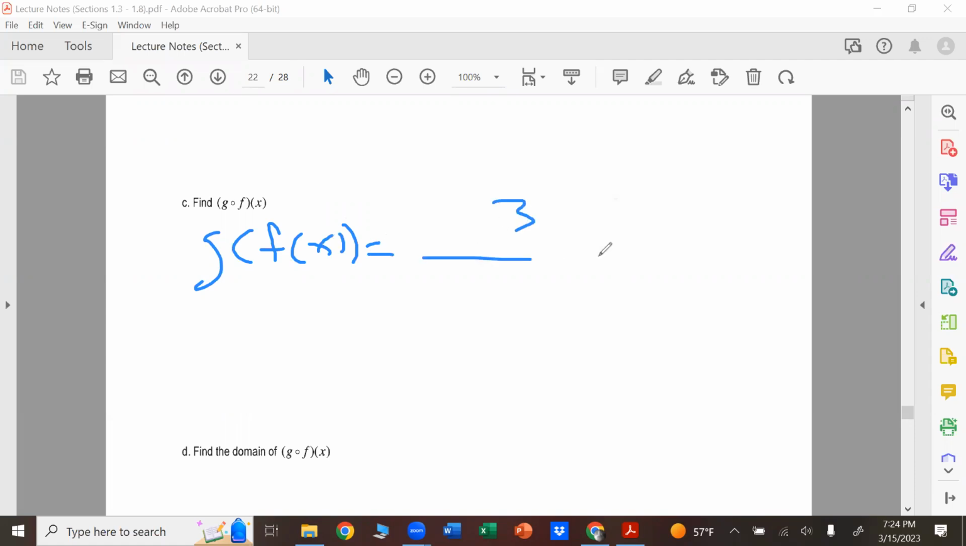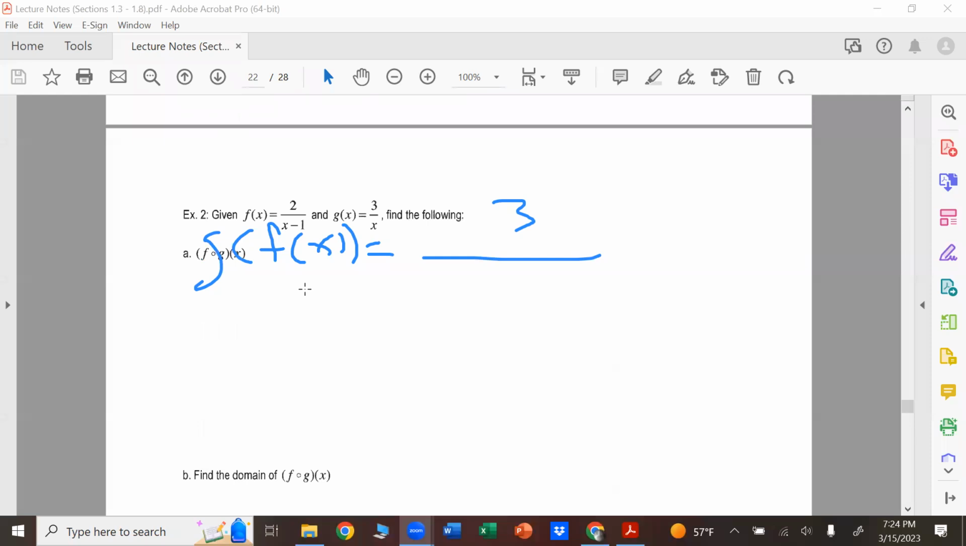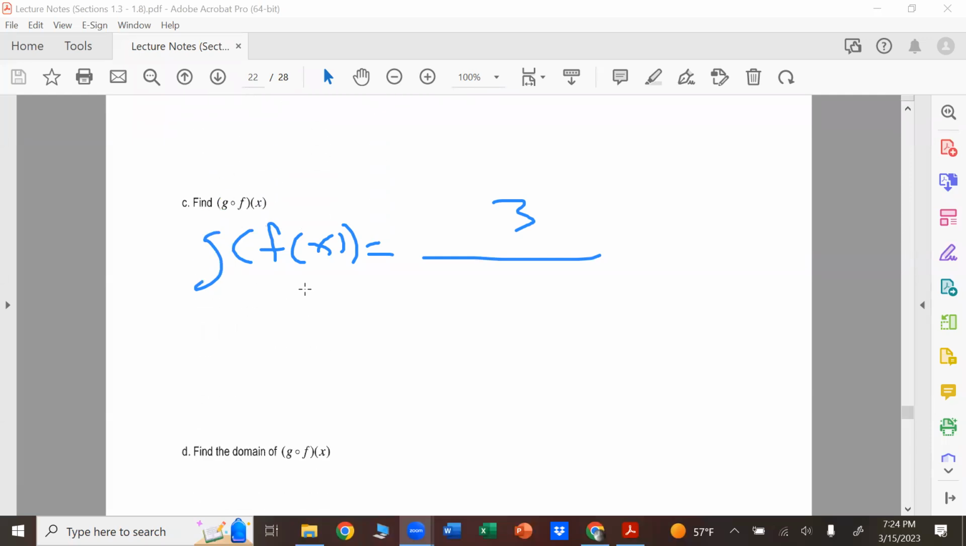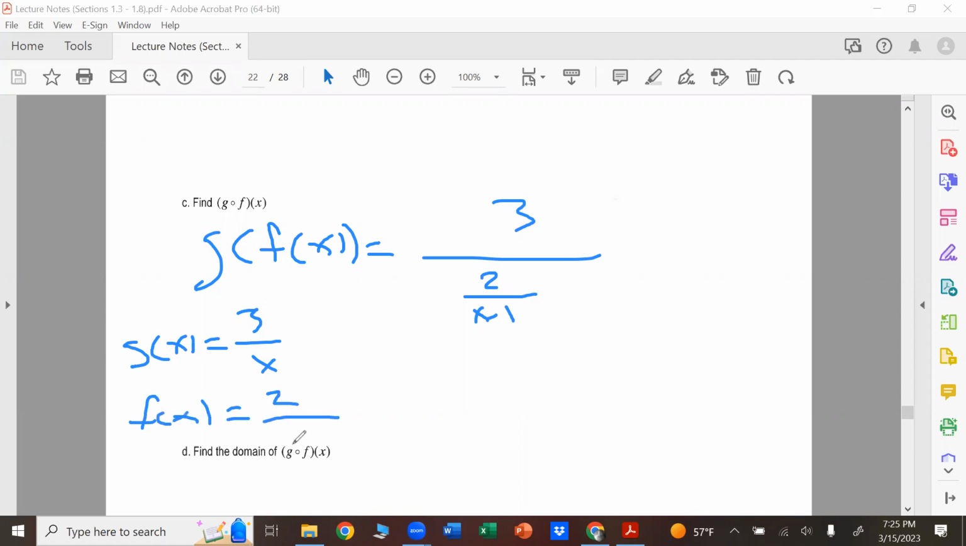So you have 3 over all this junk. And instead of x, you're going to put 2 over x minus 1. So remember, g of x was this, and f of x was that. So this whole thing replaces the x in the 3 over x expression. So right from the beginning, I know x can't be 1. But let me work it out to see what we get in the final answer.